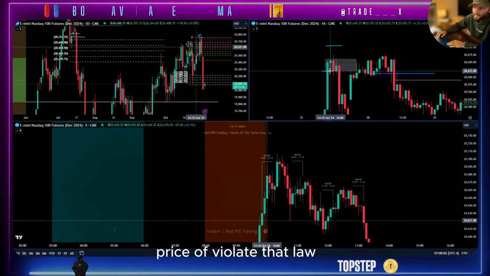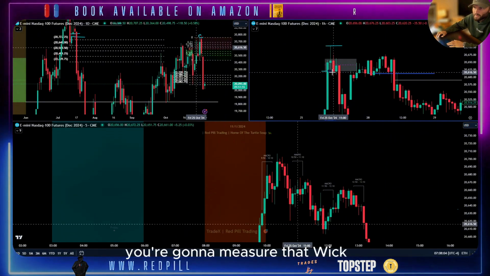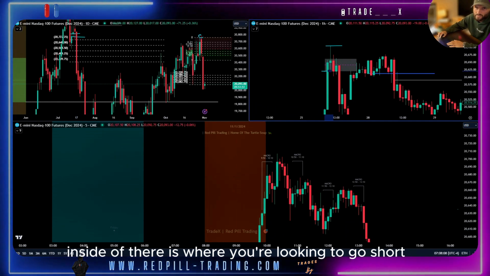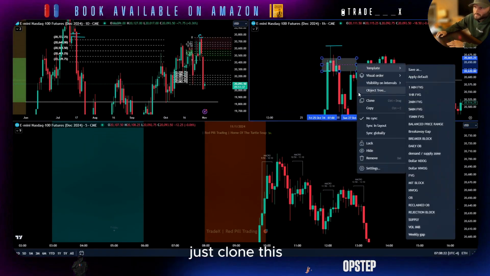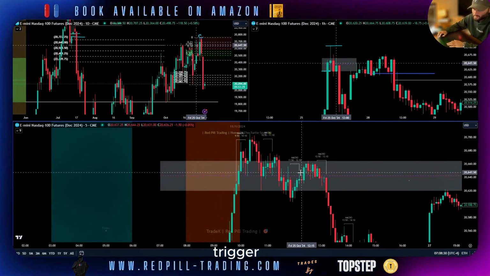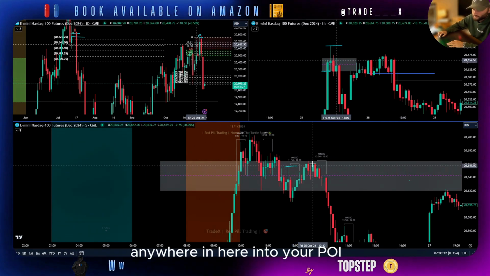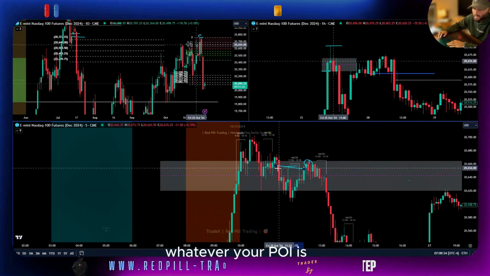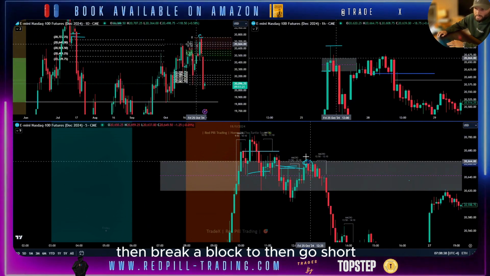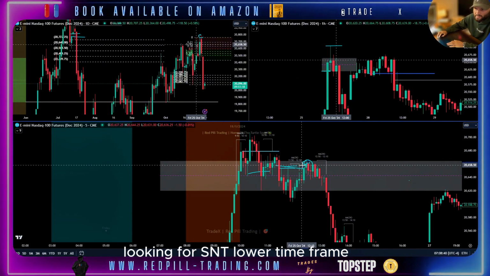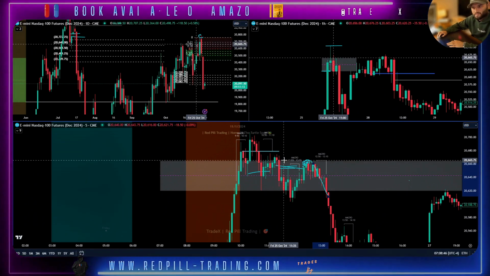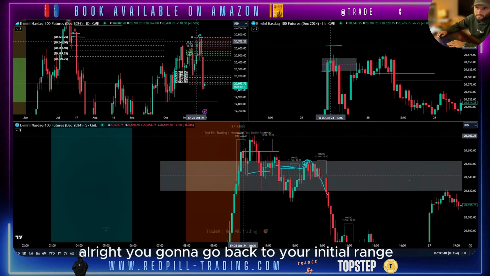price to violate that low. You're going to measure that wick. You're going to take 50% of that range. Inside of there is where you're looking to go short. Just clone this. So anywhere in here is where you're now looking for your Turtle Soup trigger. Anywhere in here, into your POI, whatever your POI is, again, breaker block, to then go short, looking for your SMT lower time frame trigger in here to set your lower time frame sell.